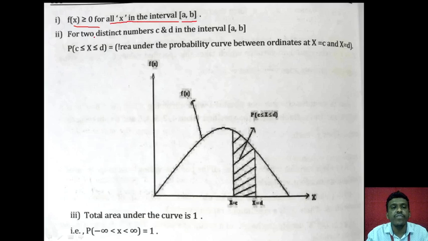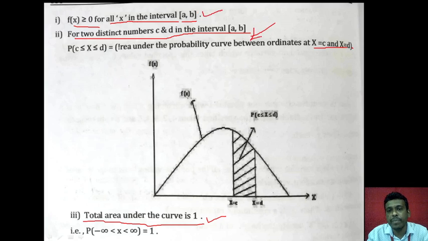Then the second one: for 2 distinct numbers c and d in the interval a and b, probability of x between c and d is equal to the area under the probability curve between ordinates at x equal to c and x equal to d. And the third condition says that total area under the curve is equal to 1. So this is like your second condition, this is like your first condition, this is the new condition that has come up here. Total area under the curve is equal to 1, that is probability between minus infinity and plus infinity is equal to 1.